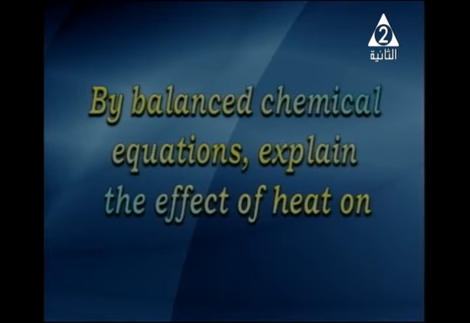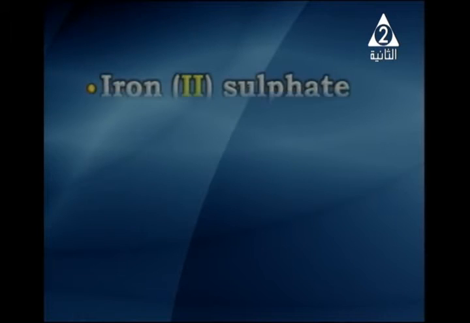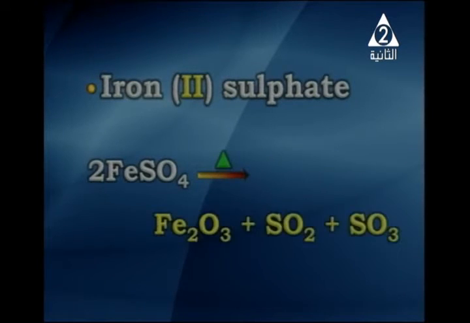Next type of question, my dear students. By balanced chemical equation, explain the effect of heat on iron 2 sulfate, iron 3 hydroxide. The effect of heat on iron 2 sulfate, as the equation proceeds on the screen, it gives iron 3 oxide Fe2O3 and sulfur dioxide SO2 and sulfur trioxide SO3 gas.